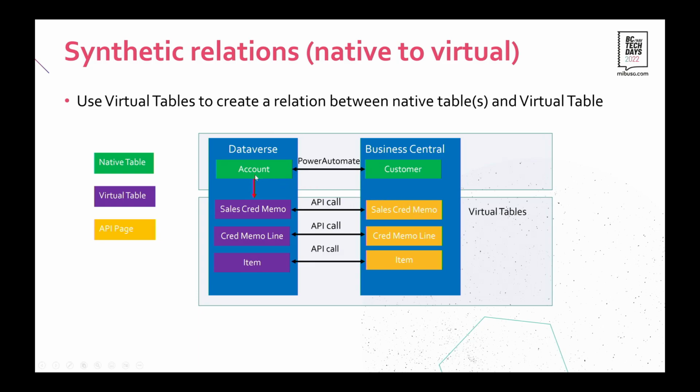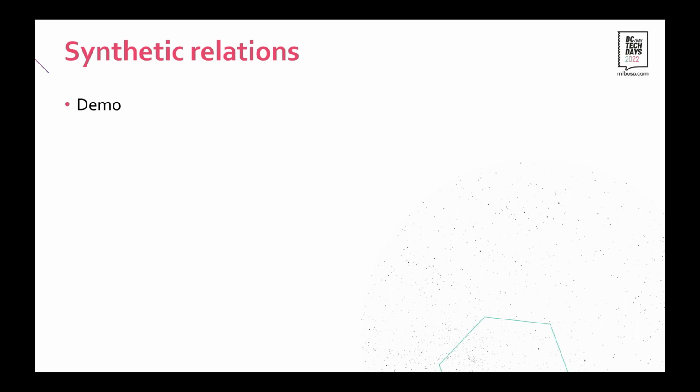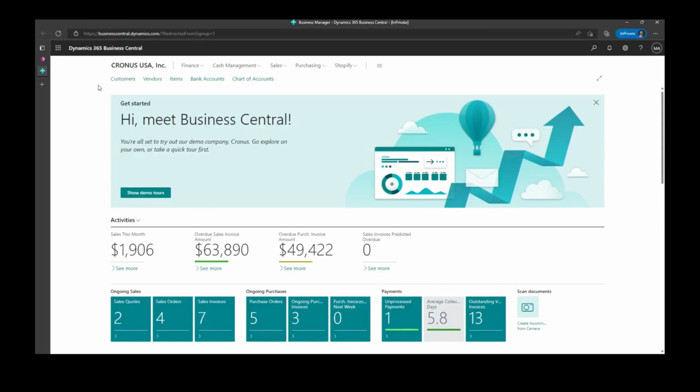For example, in this demo, I'm going to show you how you could add a relationship from the native table account to the virtual table. In this case, it's going to be sales credit memos. Normally, if you just go to the maker experience in Dataverse, that is not possible to do, but we have added some special entity which allows you to set up the mapping between the native and the virtual. So this is what I'm going to show in this demo.